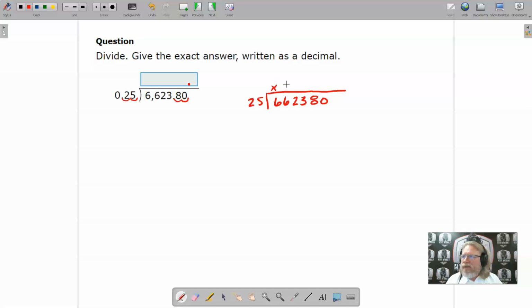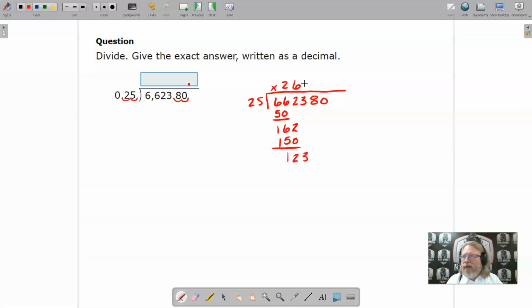So 25 will not go into 6. It will go into 66, twice, right? And we know that 25 times 2 is 50. And so we have 16. 16 is less than 25, so we know we're good to go. Let's bring down the 2. 25 will go into 162, 6 times, right? So 6 times 25 is going to be 150. And I'm just kind of doing these times 25s in my head. So 12 is less than 25. I'm good to go there.